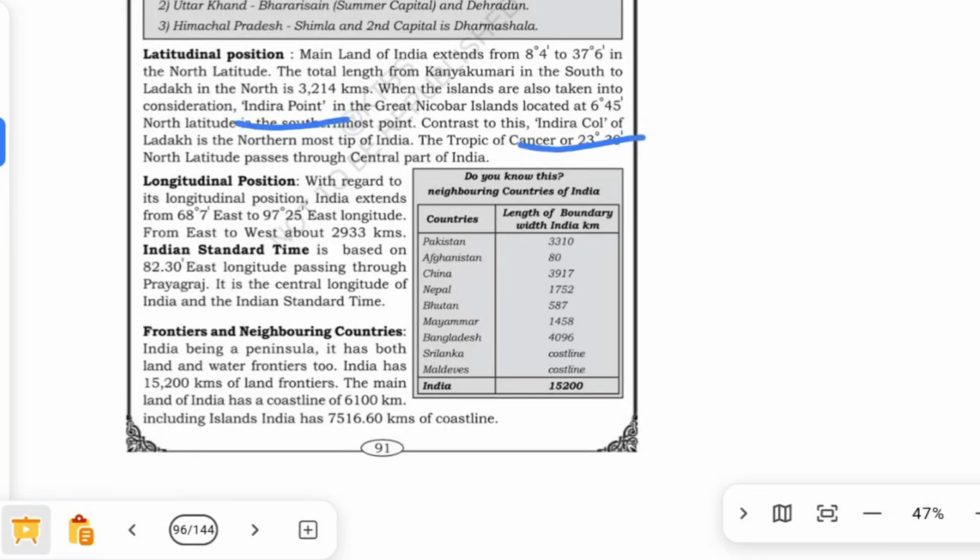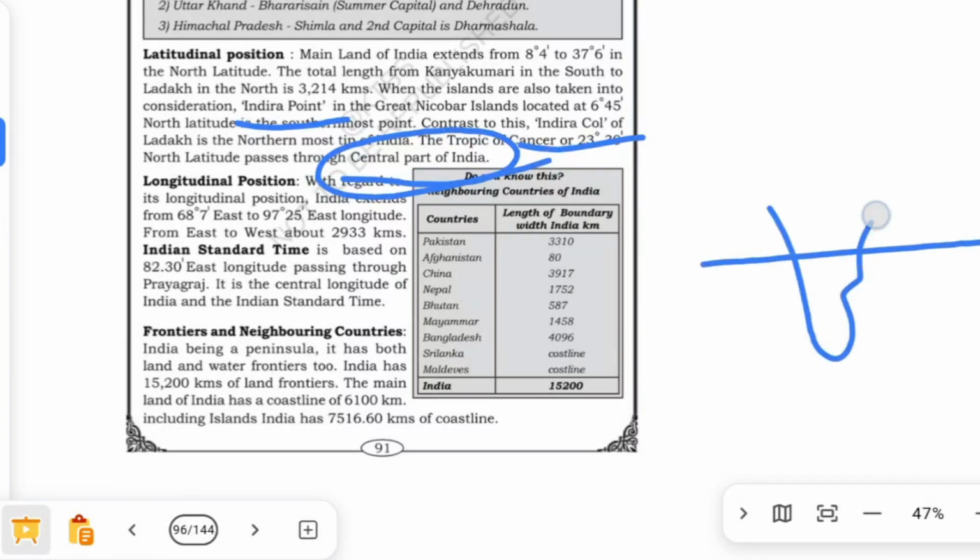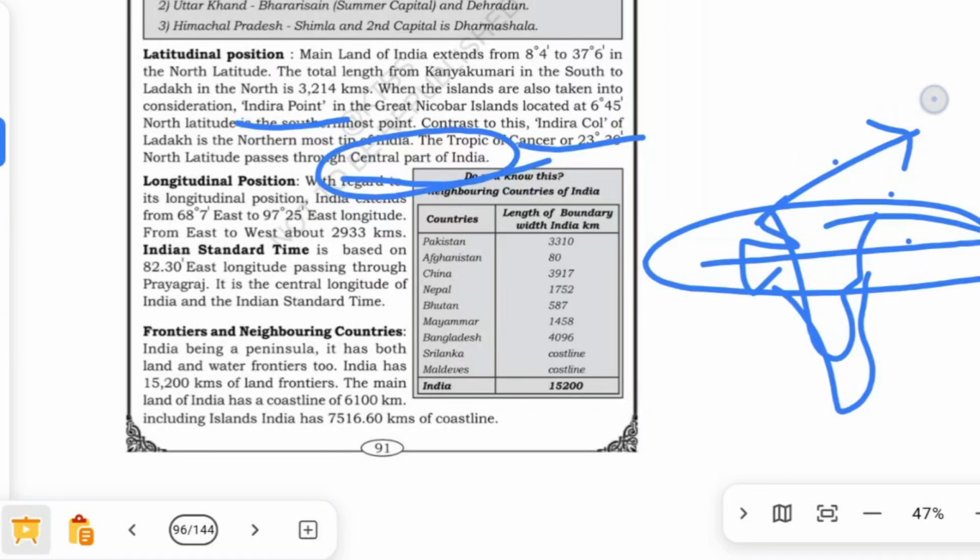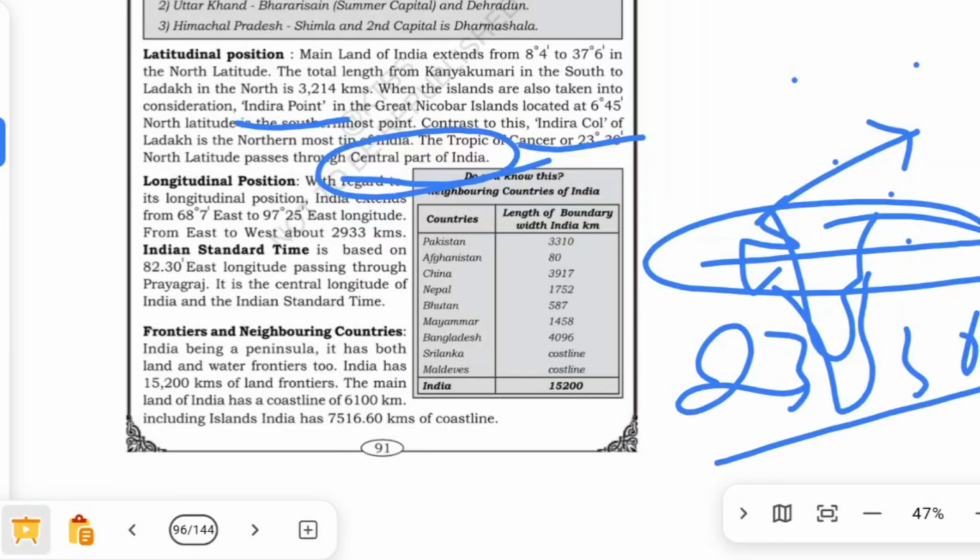The Tropic of Cancer, 23 degrees 30 minutes north latitude, passes through the central part of India. This is called the 23 degree 30 minutes line.